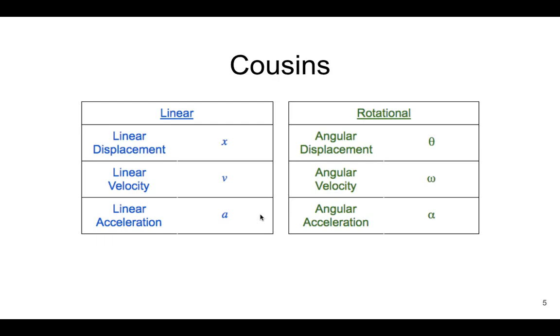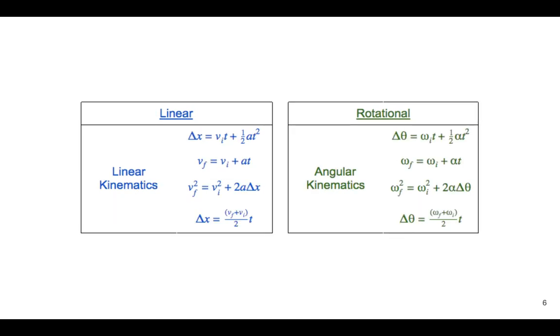And the cousin to linear acceleration, how quickly you're changing velocity in a straight line, is angular acceleration. This is an alpha, a lowercase Greek a, essentially. This is how quickly you're changing angular velocity. So these guys are all cousins.